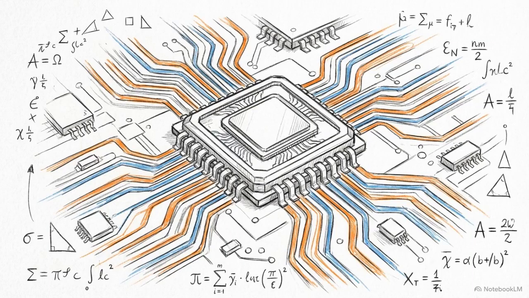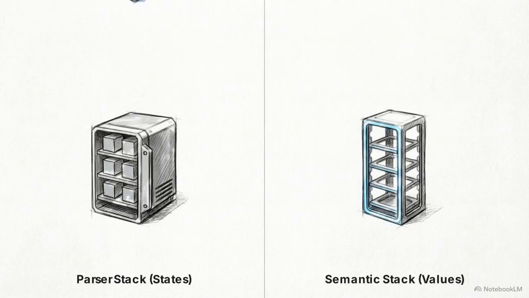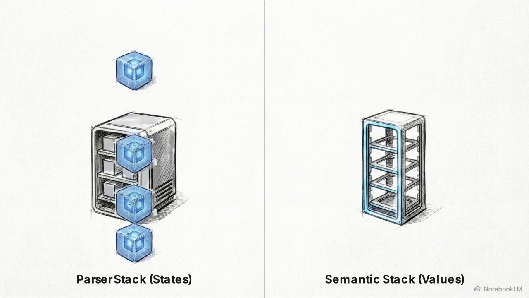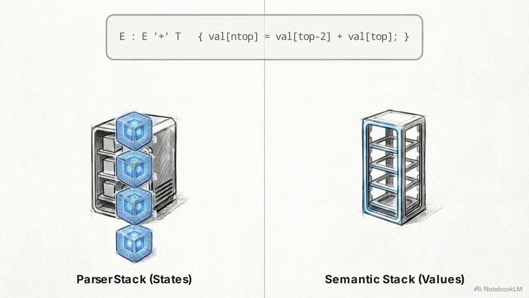Abstract dependency graphs explain the theory, but the computer has to physically implement this mathematics during bottom-up parsing. This split screen shows how memory is managed. Compilers do not keep the entire parse tree in active memory. Instead, they use a parallel structure. The parser stack on the left stores states, while the semantic stack on the right stores attribute values. Consider a YACC-style reduction. E produces E plus T.